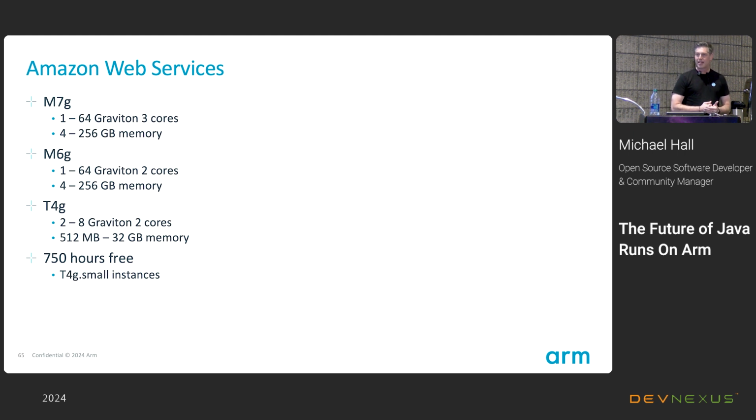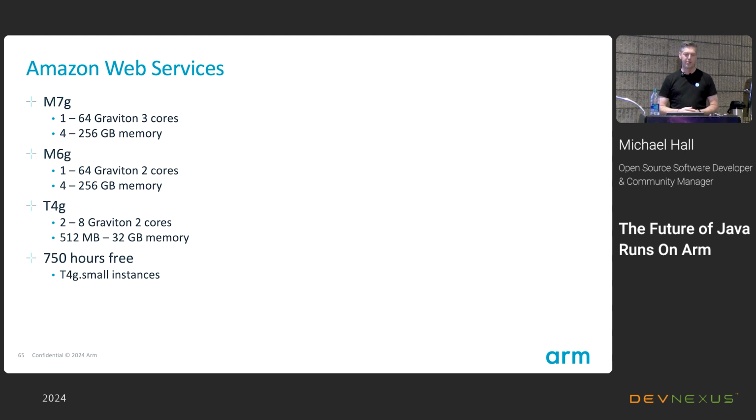Amazon, you've got a few different options on which instance types you want. The M7G has got their Graviton 3 cores. That's, I think, the most up-to-date Graviton cores that are currently available. I don't think Graviton 4 is available yet to start using. You can get up to 64 cores there and up to 256 gigs of memory. They also have the M6G, which has 64 cores, but they're the Graviton 2 instead of Graviton 3. And again, up to 256 gigs of memory there.